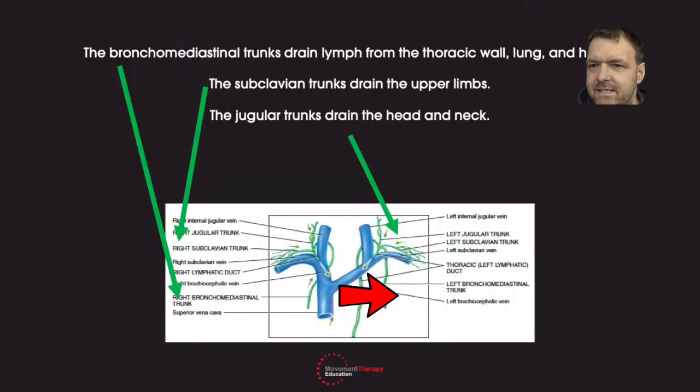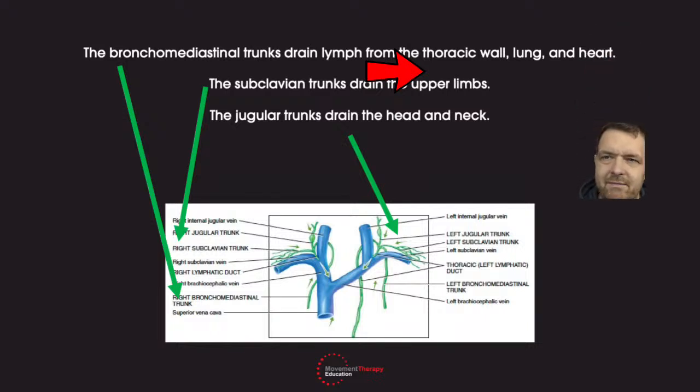and it's cleaning your fluid. Okay. And then here we've got the bronchomediastinal trunk, which drains lymph from the thoracic wall, lung, and heart. Subclavian drains it from the upper limbs, and then the jugular from the head and the neck. And if we have a look here, it's the green parts on this image here.